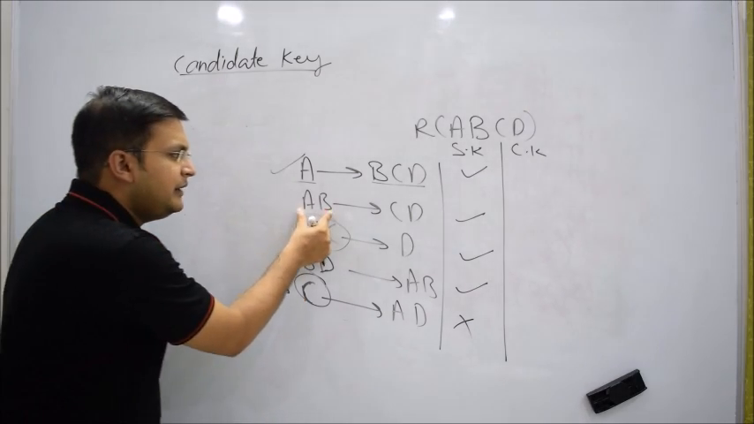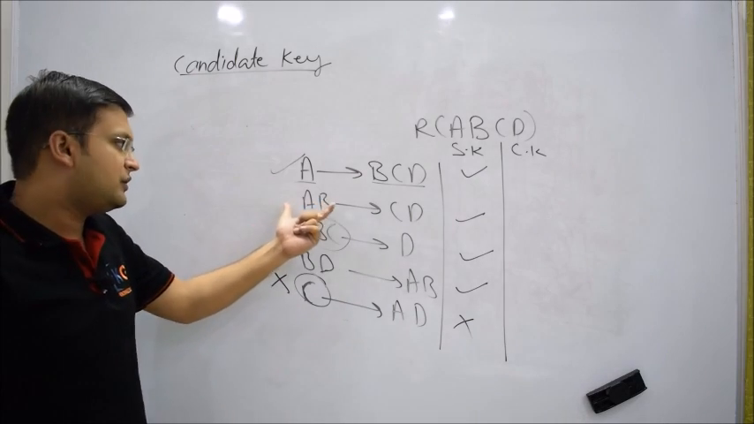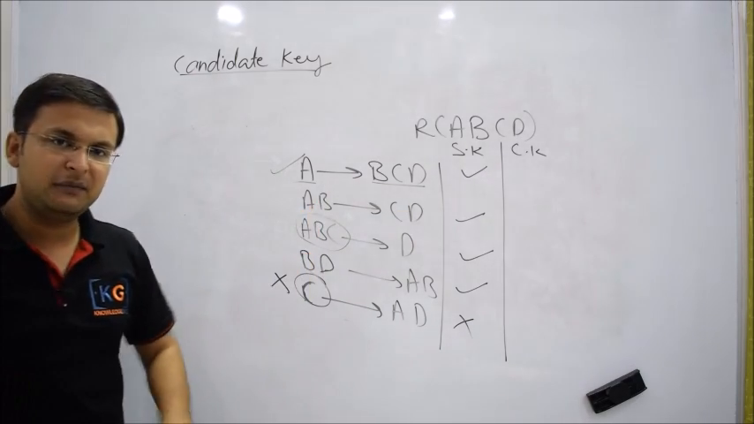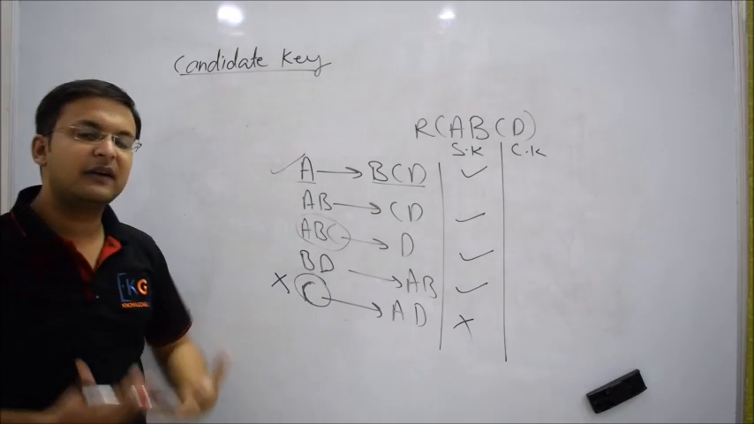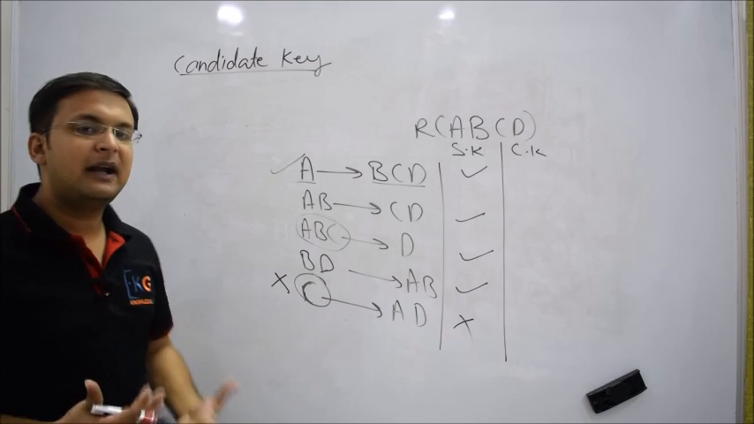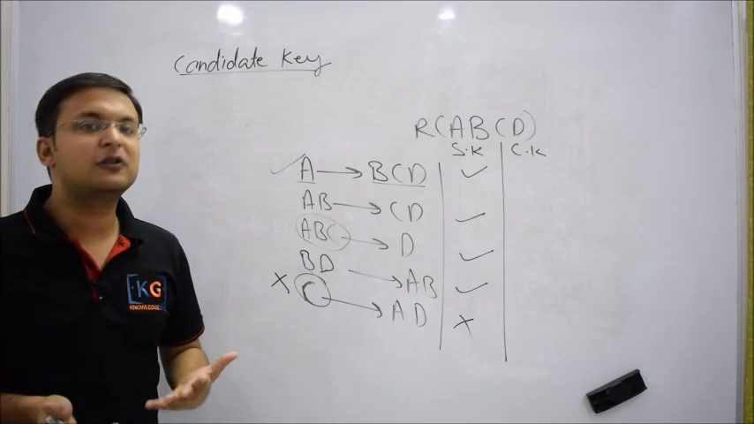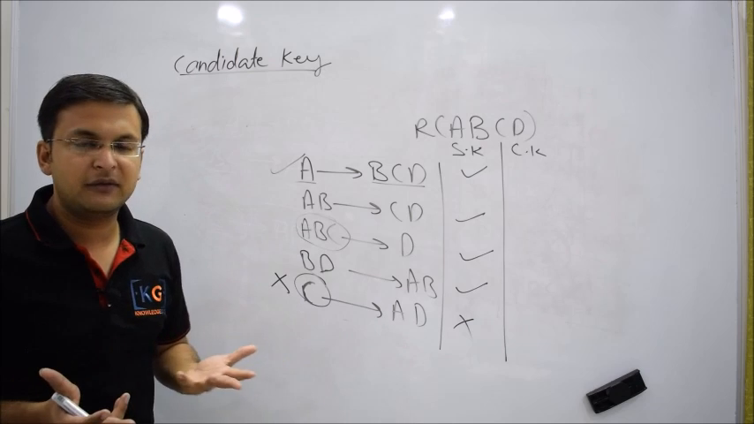Now what does it mean? If only from A you can find B, C, D, then there is no logic to find C, D from AB. That is okay. These all 4 keys satisfy themselves to become a super key. But we will try to find a minimal super key. Can you do it in a minimal number of attributes?